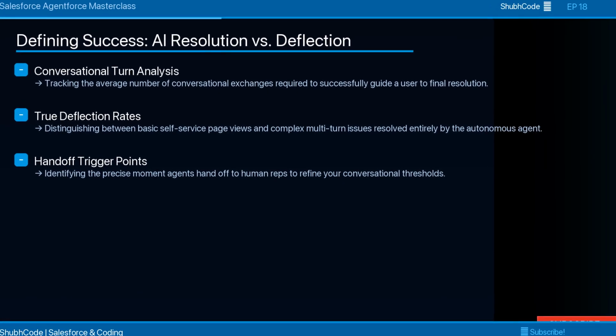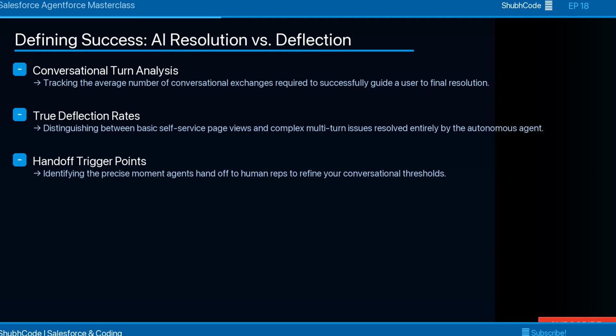Let's talk metrics, because measuring autonomous agents requires a major paradigm shift. Traditional self-service deflection is often calculated by simple page views, but with Agentforce, we look at actual conversational resolution. We track conversational turns, which are individual back-and-forth exchanges between the customer and your agent. If an agent completely resolves an issue within 3 turns without a human escalation, that represents high-value containment. However, if the agent loops or triggers a fallback, we need to track that as an active system handoff. Establishing these clean boundaries allows you to accurately measure customer satisfaction.